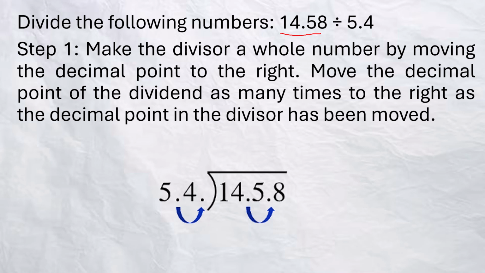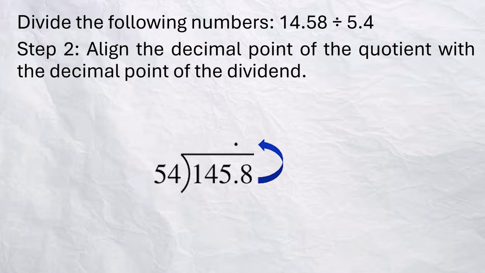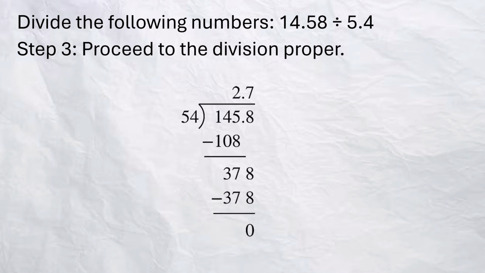Just like step 1 that was mentioned in our previous lesson, we move the decimal point of your divisor so that it will become a whole number. Since we have one decimal place here, we just have to move one space to the right. Since we moved our decimal point in our divisor, we also move our decimal point in our dividend one space to the right. For step 2, make sure that your decimal point in your dividend is aligned to your decimal point in your quotient.